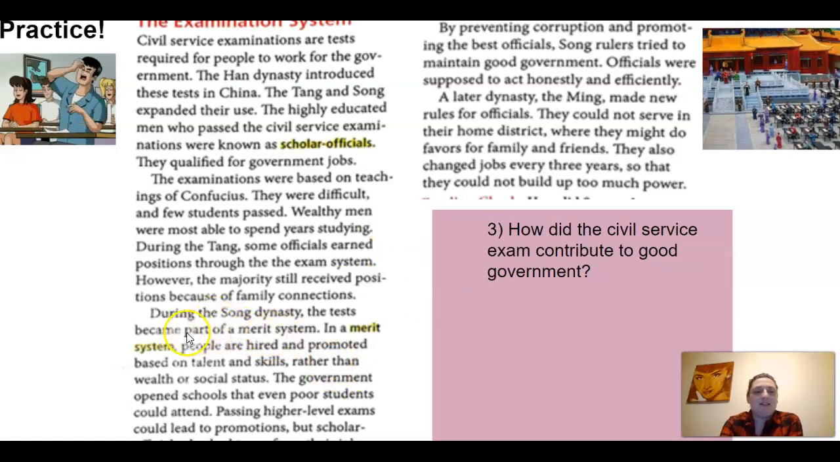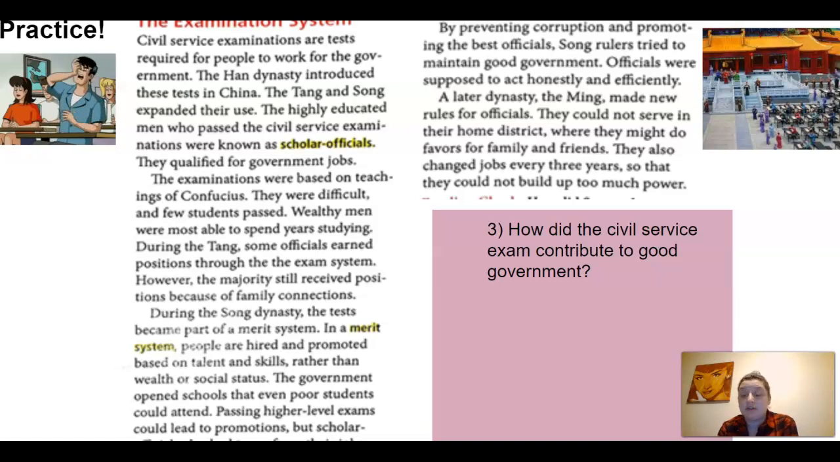During the Song dynasty, the test became part of a merit system. In a merit system, people are hired and promoted based on talent and skills rather than wealth or social status. The government opened schools that even poor students could attend. Passing higher level exams could lead to promotions, but scholar officials also had to perform their jobs well. By preventing corruption and promoting the best officials, Song rulers tried to maintain good government. Officials were supposed to act honestly and efficiently. No cutting corners. A later dynasty, the Ming, made new rules for officials.